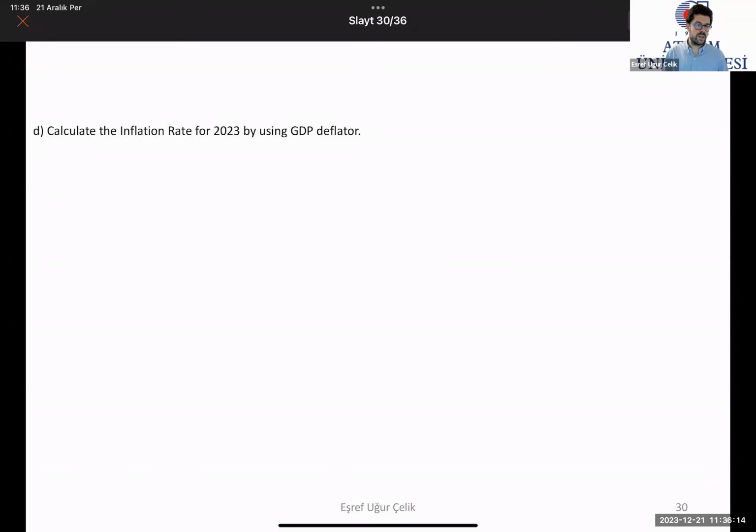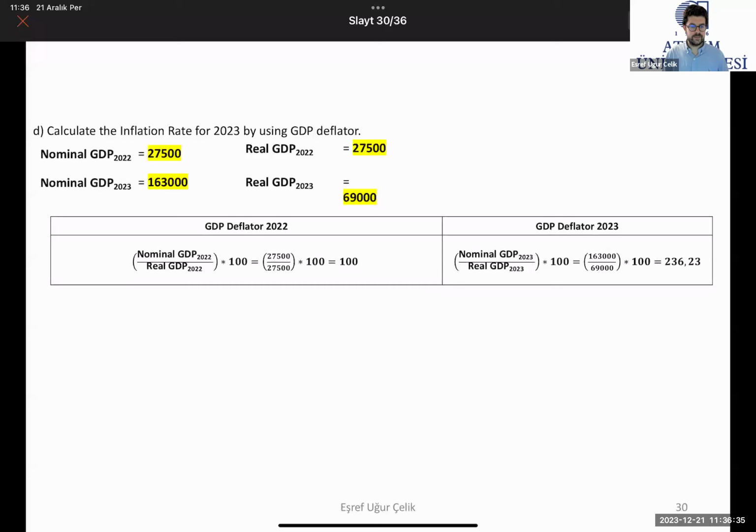And the last question for that one, we are able to find the inflation by using GDP deflator. GDP deflator formula is nominal divided by real, multiply 100. Okay, let's get our previous answer. We can find for the 2 years again. That looks like the growth rate.